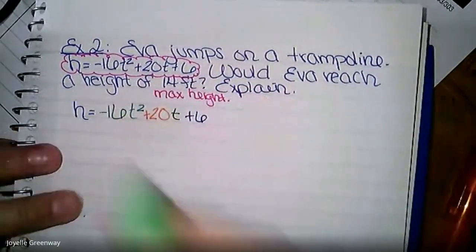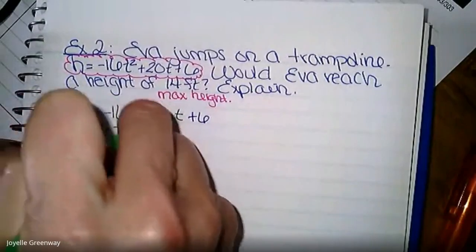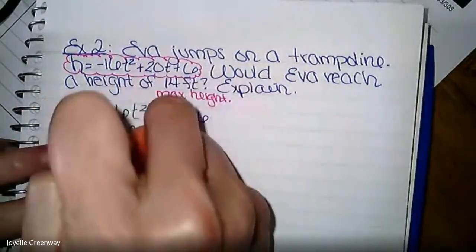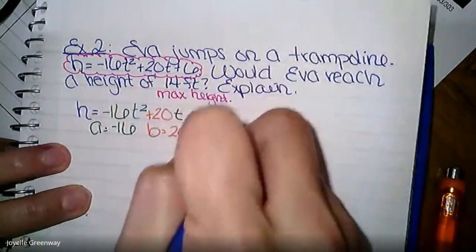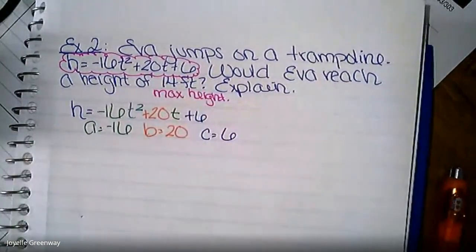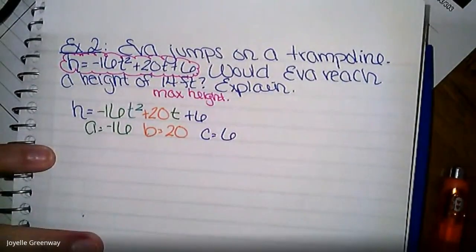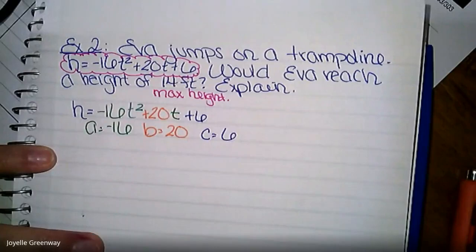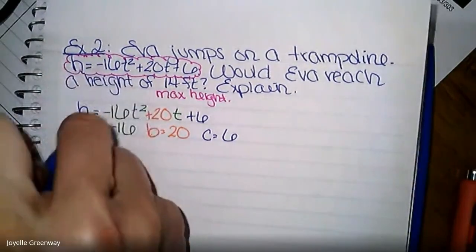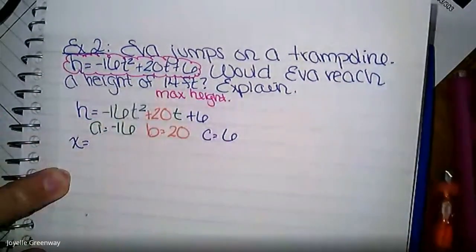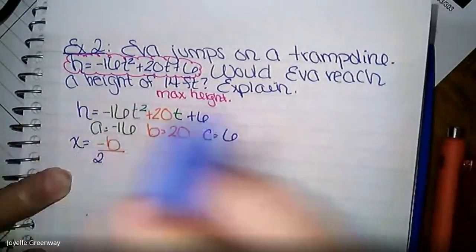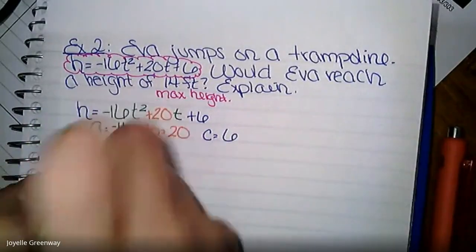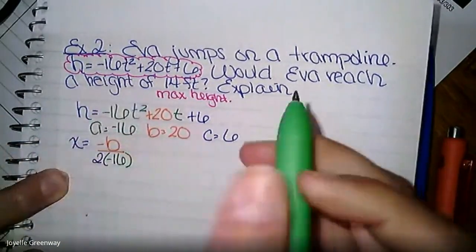So that means A is negative 16, B is 20, and C is 6. So I want to find my max height. In order to do that, I have to do negative b over 2a. So x is equal to negative b over 2 times a, which is negative 16.